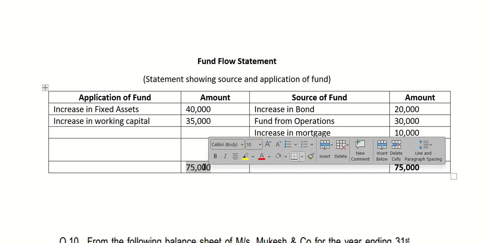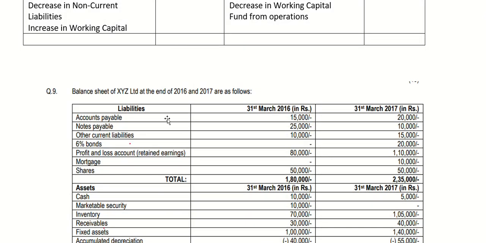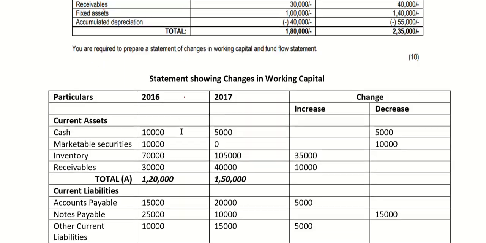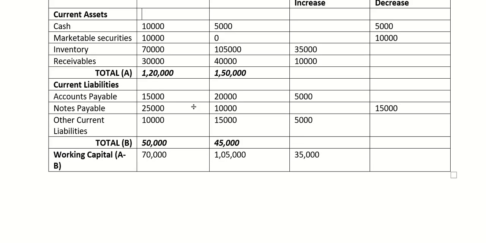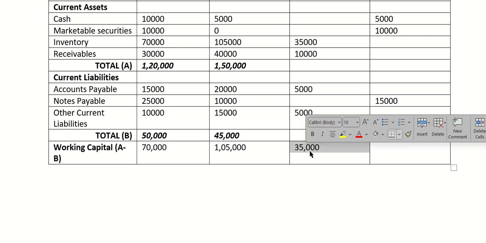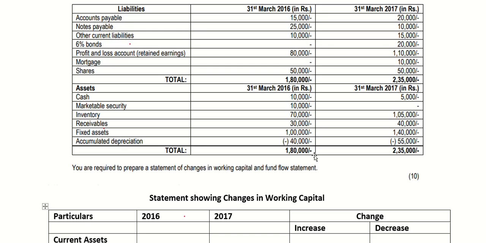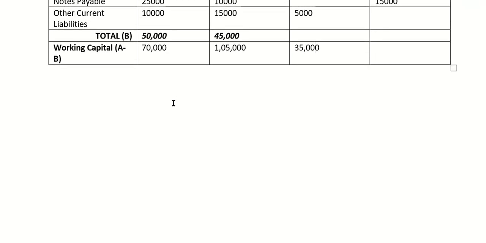So I hope the concept is clear for you. You should have the ability to recognize which are current assets, which are non-current assets, which are current liabilities, and which are non-current liabilities. From that, you can prepare statements showing changes in working capital. Remember, the change in working capital is important. After that, we move on to the non-current liabilities and non-current assets, and see whether they increased or decreased. The main concept is whether that increase or decrease caused a cash inflow into the business or a cash outflow from the business. Hope this was clear to you.